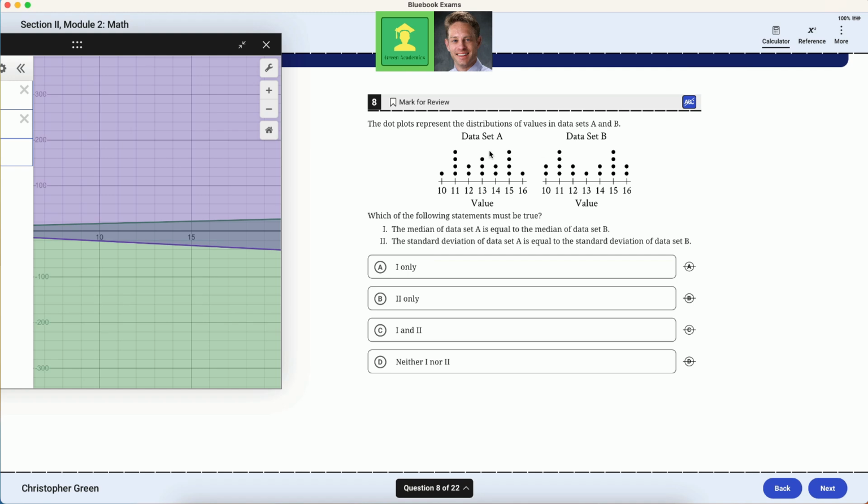I think you can see what they've effectively done is when you go from A to B, these two where my cursor are have effectively moved to the edge parts, and the other elements all remain the same, right? So what's on 11, 12, 14, and 15 stays the same, but the two top dots on the 13 got moved to the 10 and the 16, which means that data set B is more spread out, as in has a higher standard deviation. So which of the following statements must be true? The median of data set A is equal to B: yes. The standard deviation of data set A is equal to B: no, right? The standard deviation of data set B is higher, so the answer is 1 only.